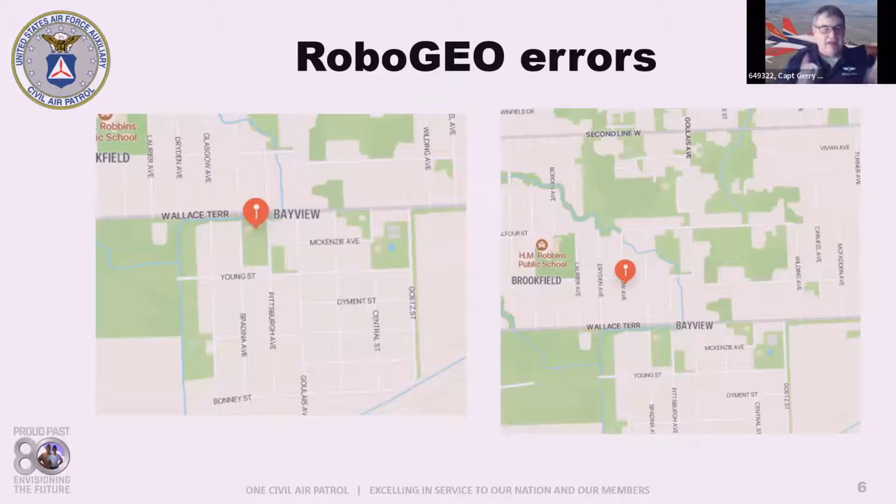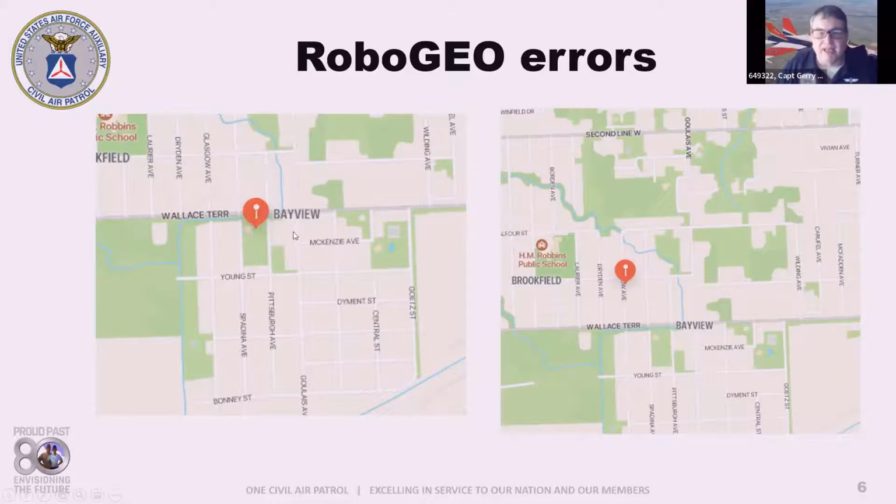The one on the left is the proper location. So there's Wallace Terrace, there's Wallace Terrace. There's Young Street, there's Young Street. There's the park that we were sitting in, and there's the park.